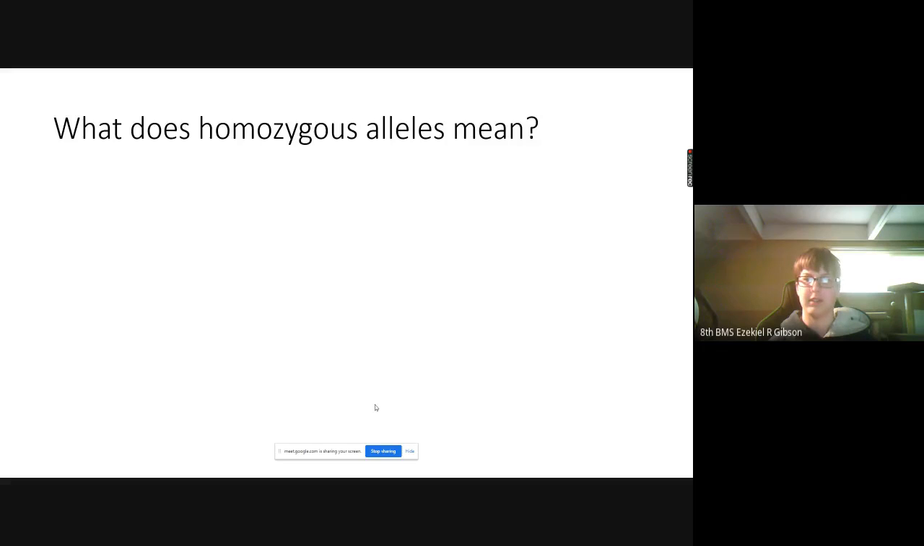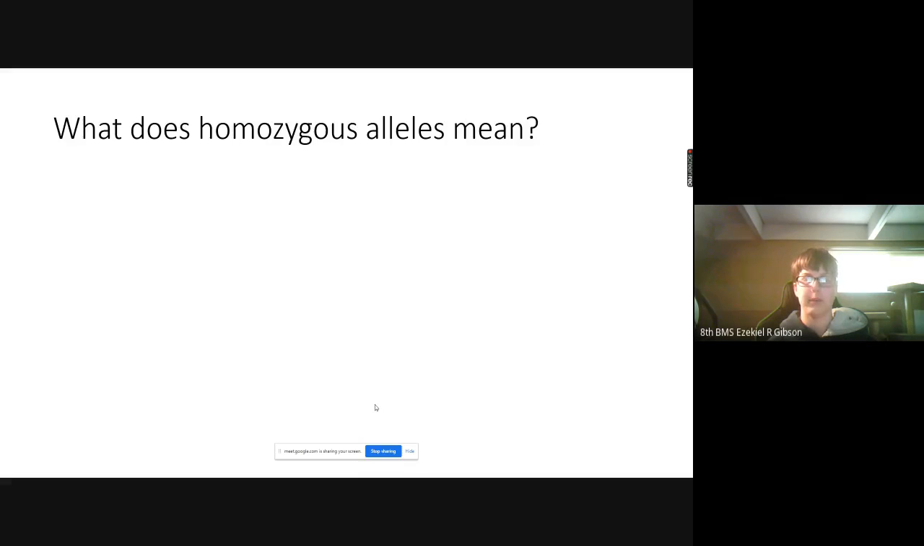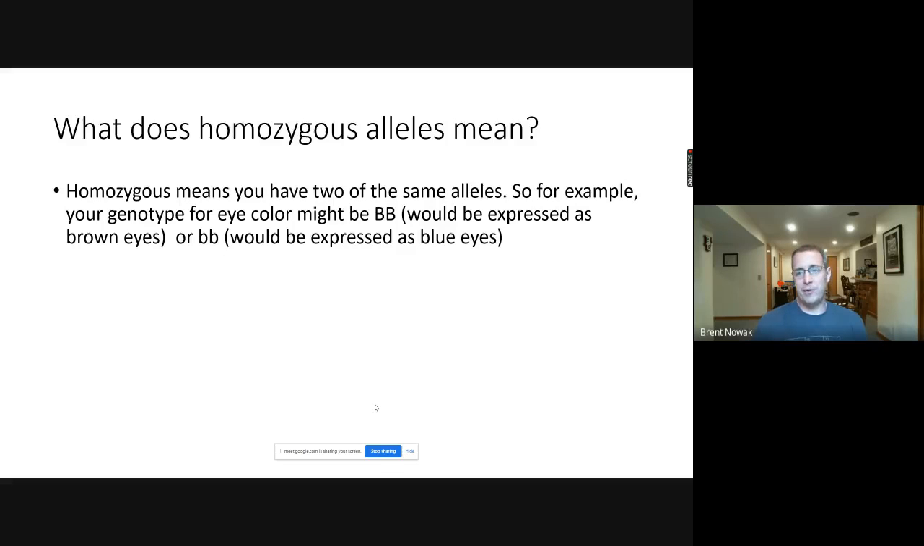Okay, homozygous, try it again. Two of the same allele. So you can either have what two pairs that are the same? You can have either capital B, capital B, or lowercase b, lowercase b. That is absolutely correct. And if it's capital B, your eyes would be brown. If it's lowercase b, your eyes would be blue.